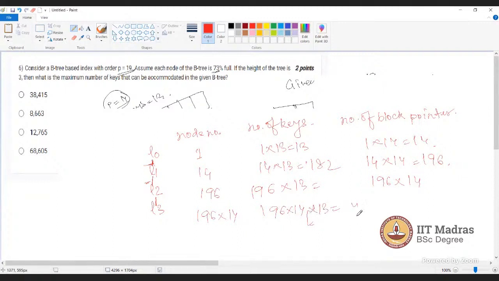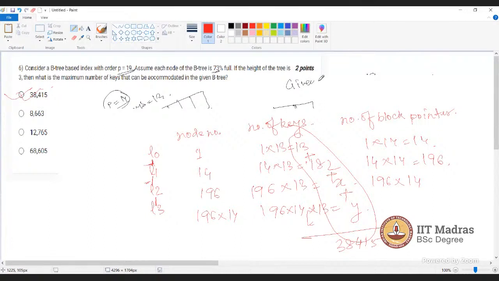Suppose this is y, this is x. You have to calculate only this value, right? Yes, sir. So this is the answer, right? I hope it is clear to you. Yes, sir, clear.